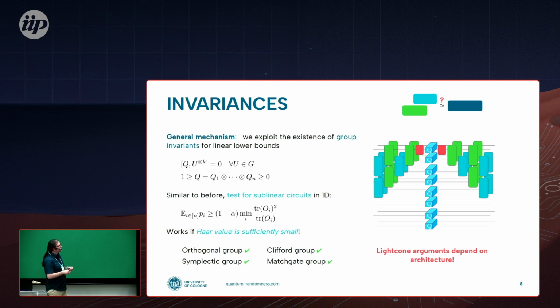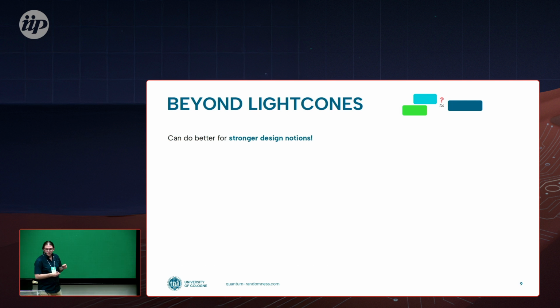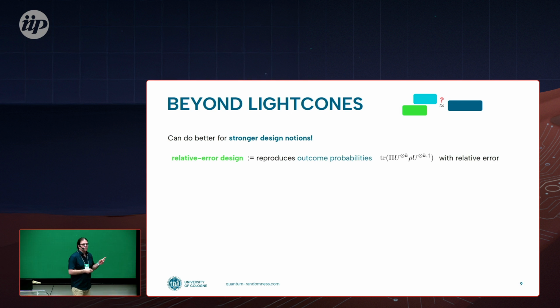But this only works if we go to a slightly stronger notion of designs. And the stronger notion of designs are so-called relative error designs. And here we are not talking about discrimination, but we talk about reproducing outcome probabilities of such circuits with a relative error. So we look at basically some arbitrary input state. We do the k-copy action of my circuit, and then I project onto some outcome. And I want that these things are reproduced with relative error. This is quite a strong requirement because these things can be exponentially small. Nevertheless, in the unitary case, you get relative error designs in logarithmic depth.